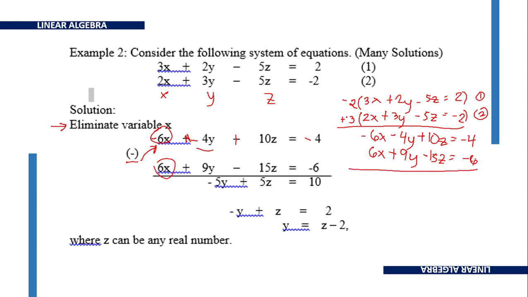Okay, let's simplify. Negative 6x plus 6x, so it cancels. Then negative 4y plus 9y, so we have 5y. Then 10z minus 15z is negative 5z. And negative 4 minus 6 is negative 10. You can simplify this further, since we have 5, 5, and 10. If we divide all of them by 5, it becomes 5.